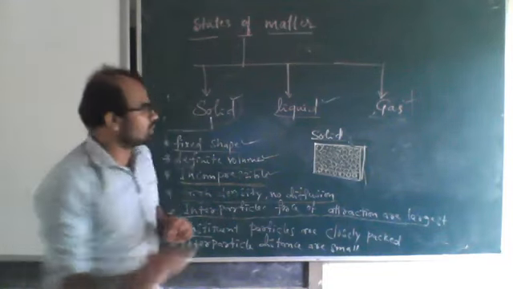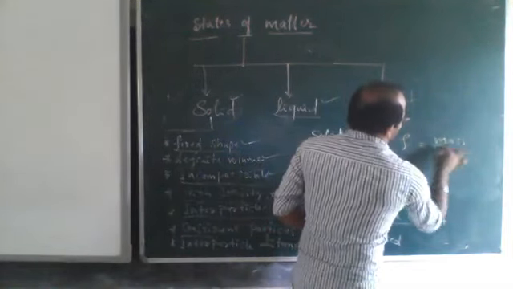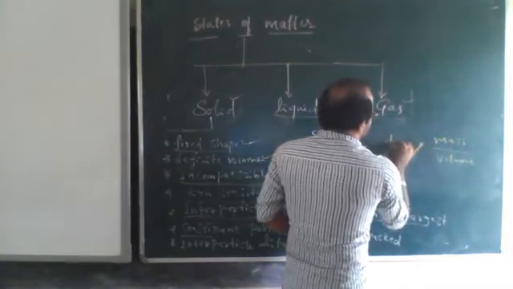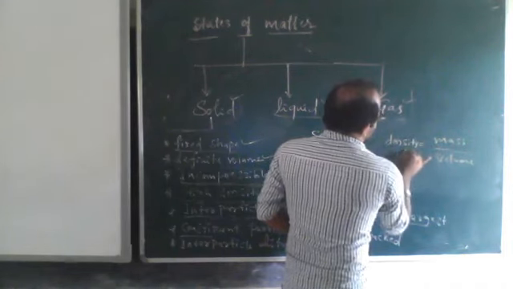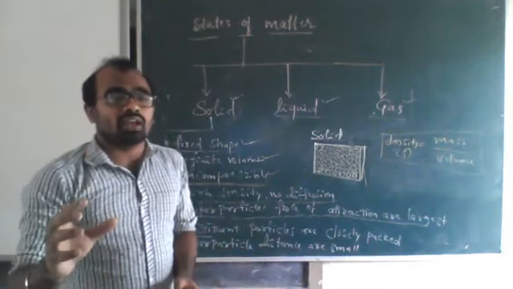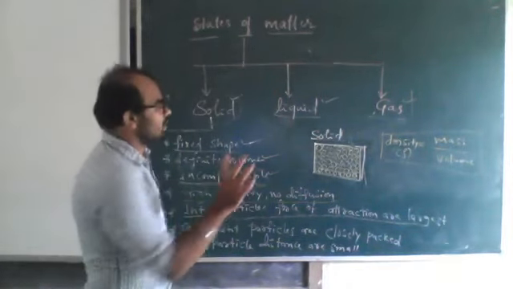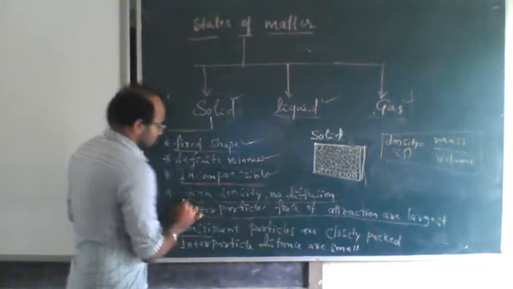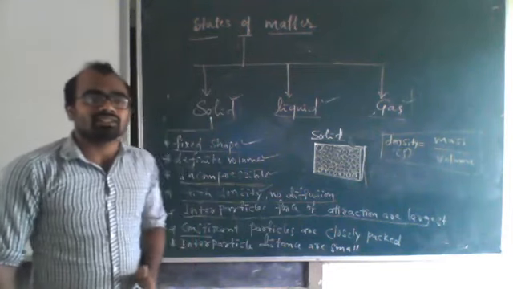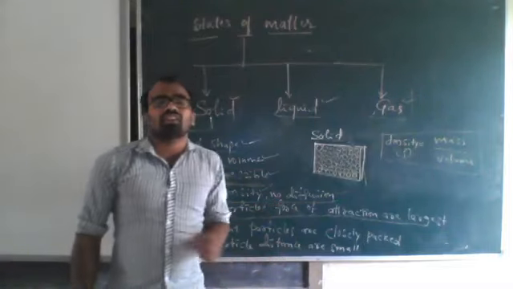High density means what? What is density? Density, rho, is equal to mass by volume. That means there must be less volume and maximum mass. It is expressed in rho: maximum mass and less volume. So solids have more mass and less volume, which means solids usually have high density. Solids have high density and no diffusion. Solids will not diffuse very easily.